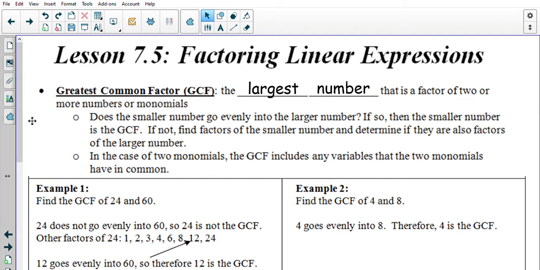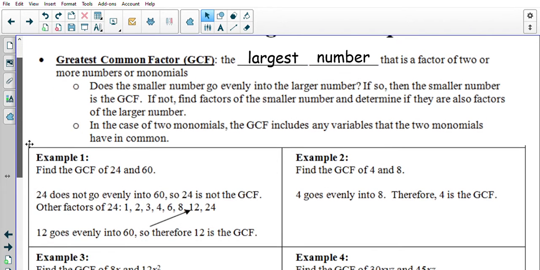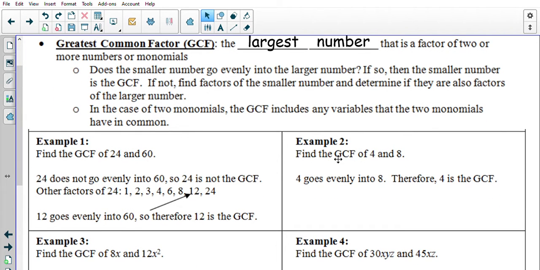A good example of this would be example 2 down here. So we've got finding the GCF of 4 and 8. Since 4 goes into 8 evenly, that means 4 is the greatest common factor, which means that 4 is the largest number that both 4 and 8 divide by. If not, find factors of the smaller number just because they're usually a little bit easier to find, and determine if they are also factors of the larger number. So a good example of this would be example 1, finding the GCF of 24 and 60.